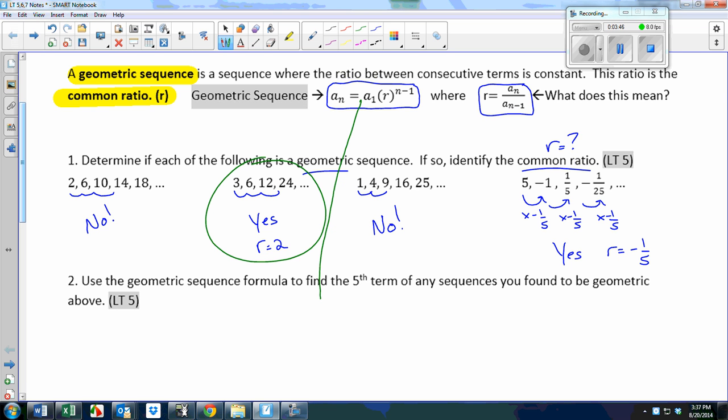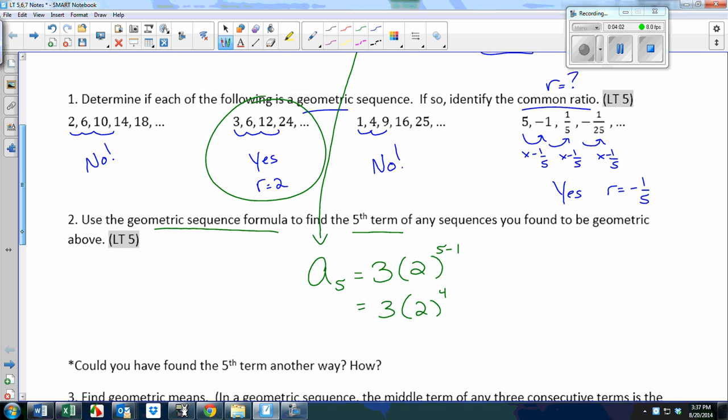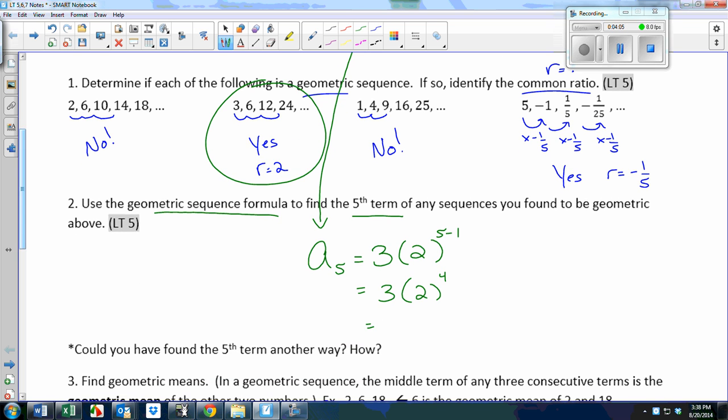and use the geometric sequence formula to find the 5th term. So using this formula, a sub 5 will equal the first term 3 times the r, 2, raised to the exponent 5 minus 1. So that will equal 3 times 2 to the 4th. And you can use your calculator, or 2 to the 4th is 16, times 3 is 48.